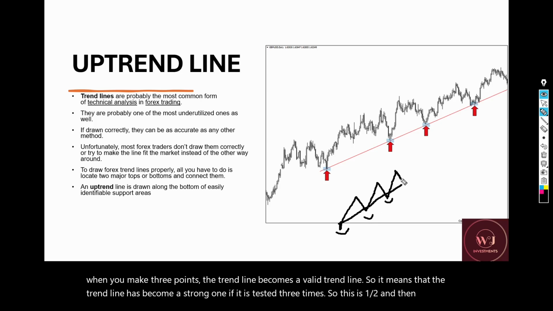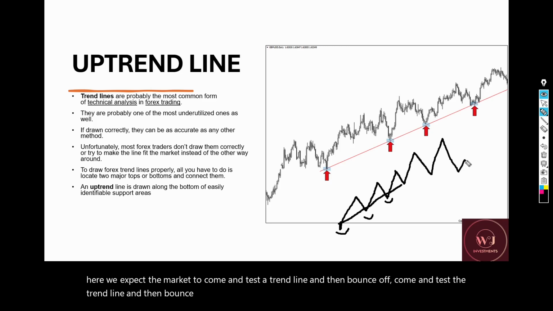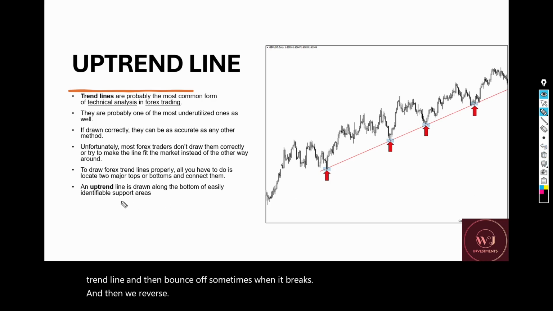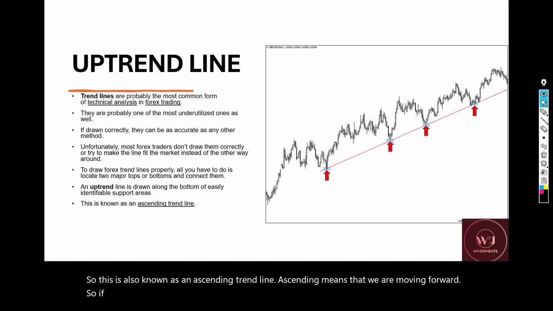Here we expect the market to come and test a trend line and then bounce off, come and test a trend line and then bounce off, or sometimes it breaks and then we reverse. This is also known as an ascending trend line. Ascending means that we are moving forward. So if the price is increasing, it shows that it is an ascending trend line.